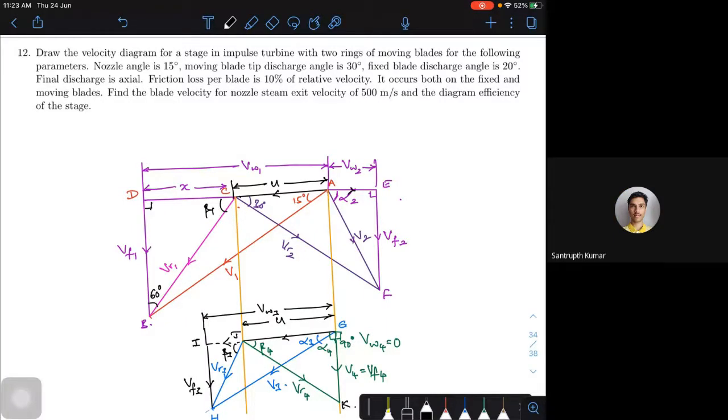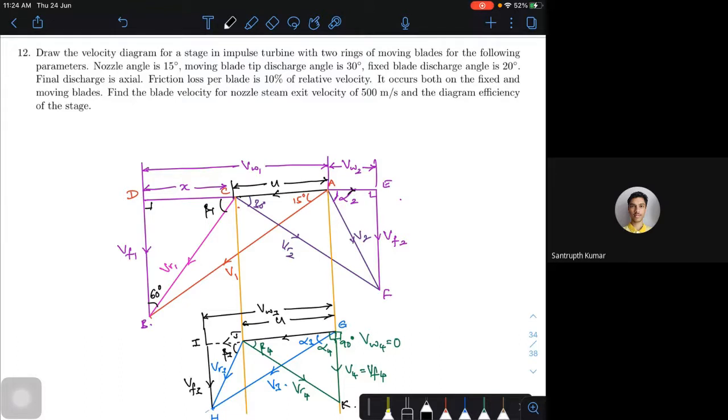Fine. So the problem statement is something like this. Draw the velocity diagram for a stage in an impulse turbine with two rings of moving blades for the following parameters. Nozzle angle is 15 degrees, moving blade tip discharge angle is 30 degrees, fixed blade discharge angle is 20 degrees, final discharge is axial.